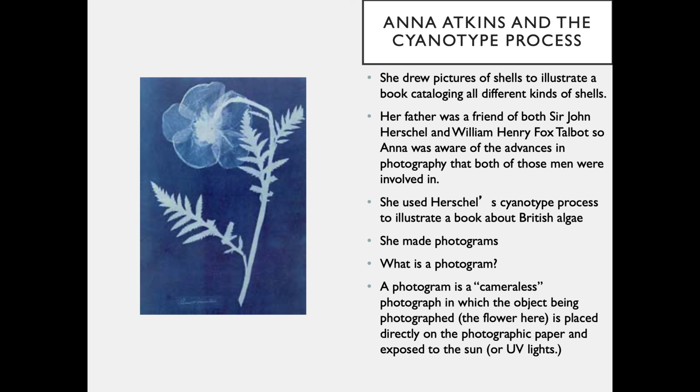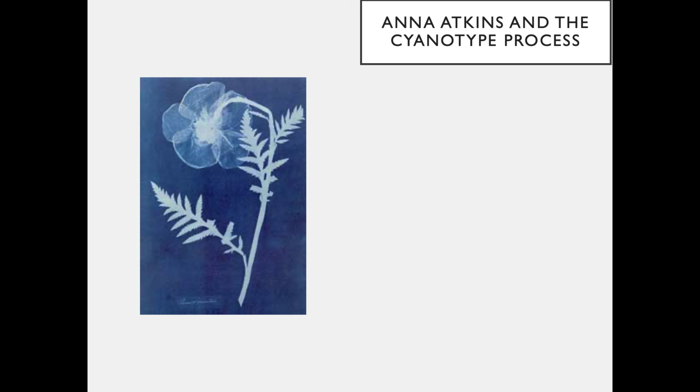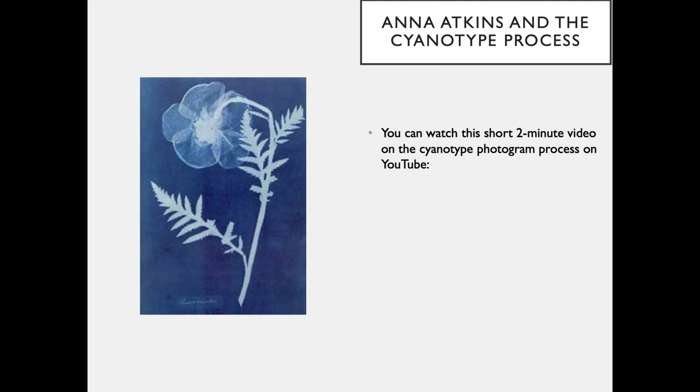A photogram is a cameraless photograph in which the object being photographed, so in this case the flower, is placed directly on the photographic paper and exposed to the sun. Or today you could use a UV lamp or light. You can watch a short 2-minute video on the cyanotype photogram process on YouTube.